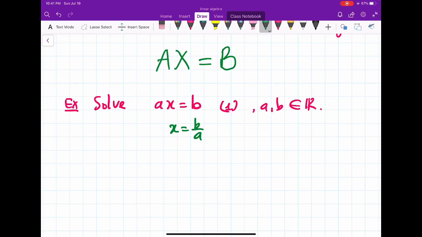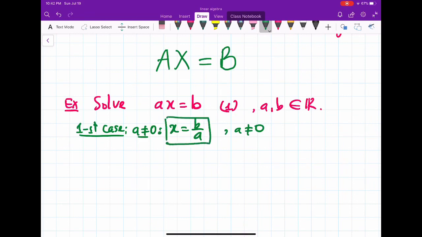We can divide by a if a is not 0, right? So we still have the case when a equal to 0. Don't forget that. So we need to consider at least two cases. The first case, when a is not 0, you can divide both sides of 1 by a, and you get a unique solution of 1, okay?